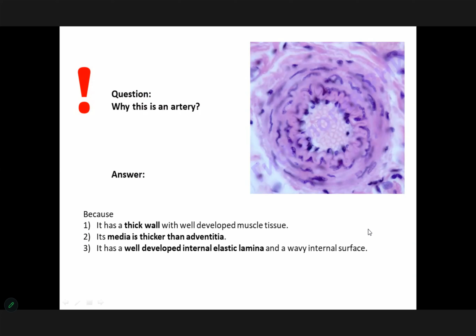It's artery because it has a thick wall. Its wall is thick if we compare it with the lumen, in which we can see the erythrocytes. Second, its media is thicker than adventitia. Media containing smooth muscle cells is thicker than adventitia. And third, it has a well-developed internal elastic lamina, pinkish wavy line here.